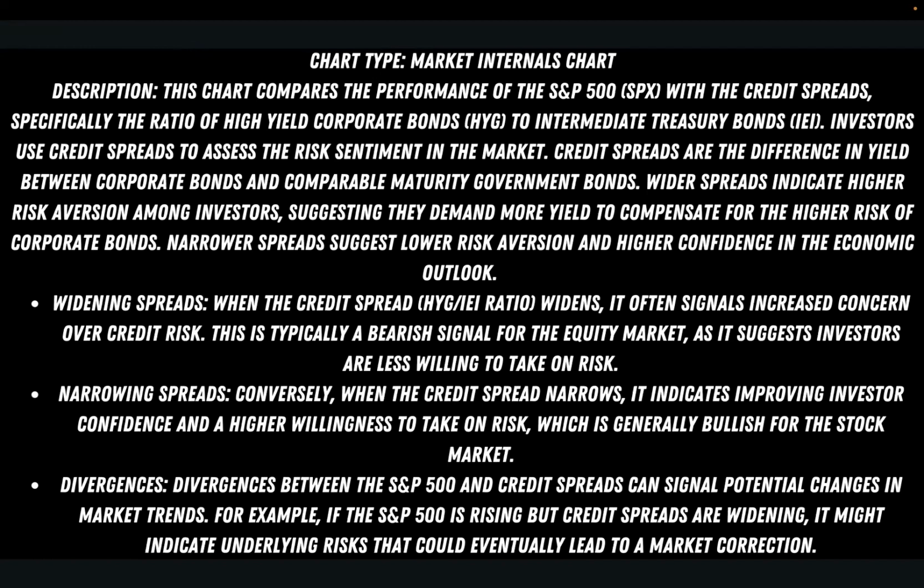Now, investors use credit spreads to assess the risk sentiment in the market. Credit spreads are the difference in yield between corporate bonds and comparable maturity government bonds. Wider spreads indicate a higher risk aversion among investors, suggesting they demand more yield to compensate for the higher risk of corporate bonds. Narrower spreads suggest lower risk aversion and higher confidence in the economic outlook.